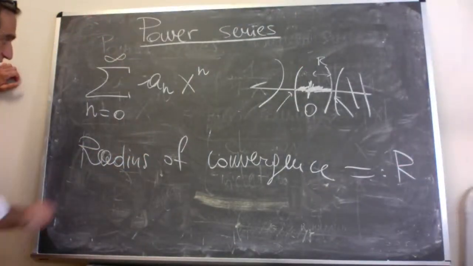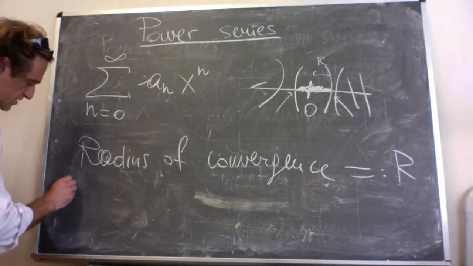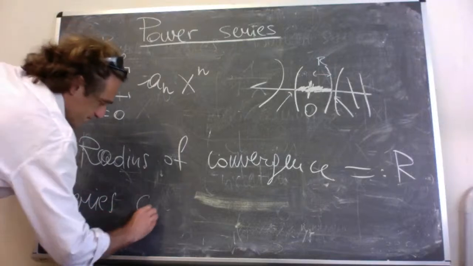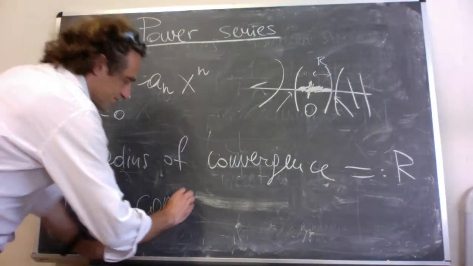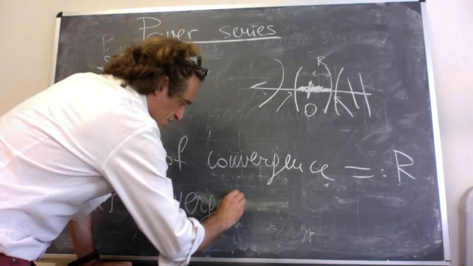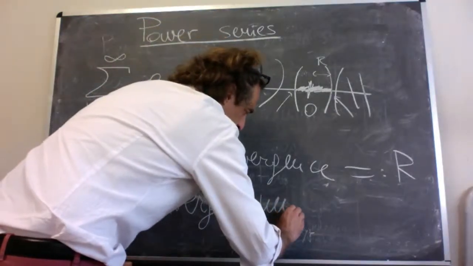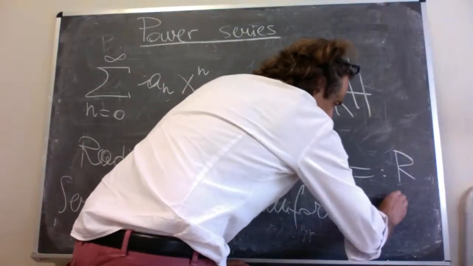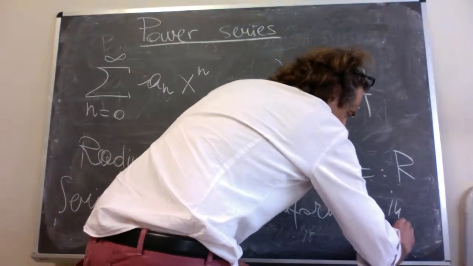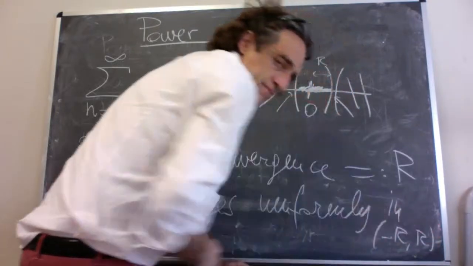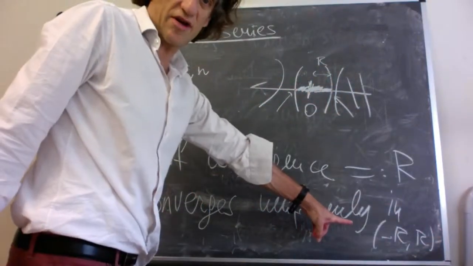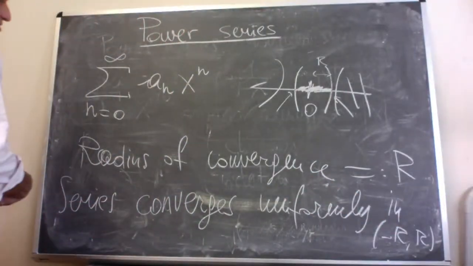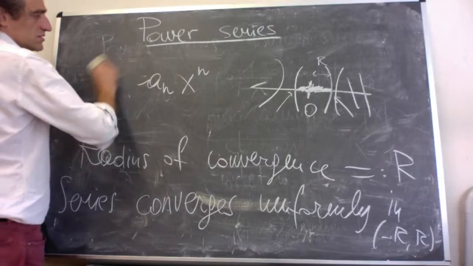So we have that the series converges, uniformly, and minus R. And then you have to check directly at points minus R what happens. So let us see it on some examples.